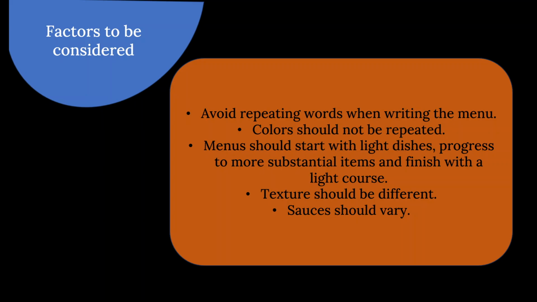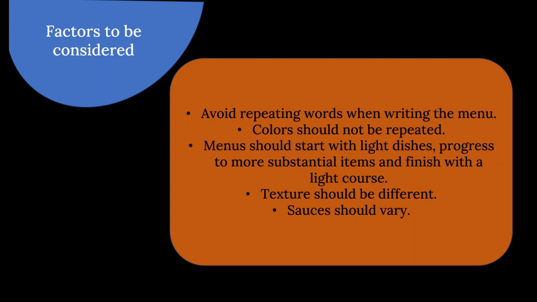Menu should start with light dishes, progress to more substantial items, and finish with a light course. So if you know the courses of a menu in French cuisine, starting with hors d'oeuvre or appetizer, it is starting with the small tidbits. Slowly, gradually, the quantity is increasing. Once it is reaching the main dish, the relève or the rôti, there the portion is much larger, and from there it is again slowly, gradually declining and ending to a light course, ending with tea or coffee. That should be the standard.